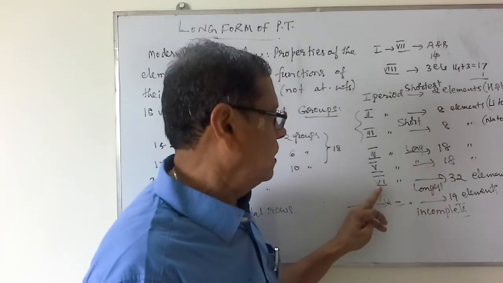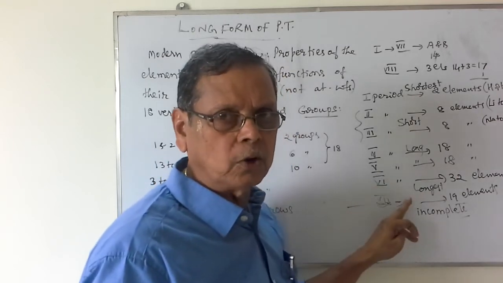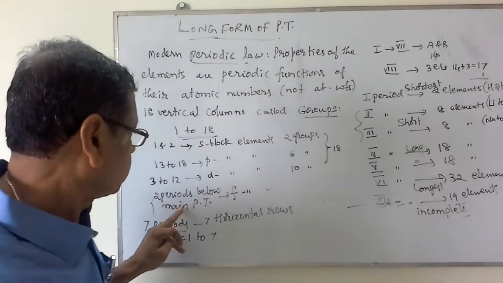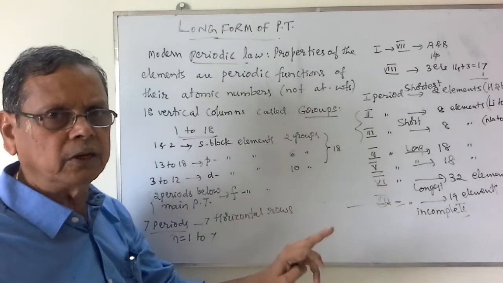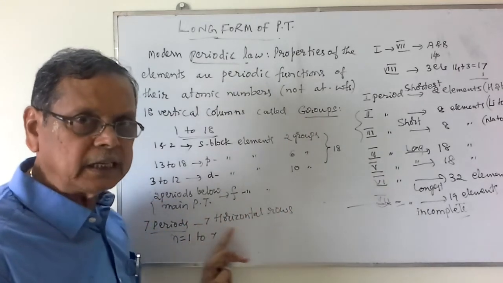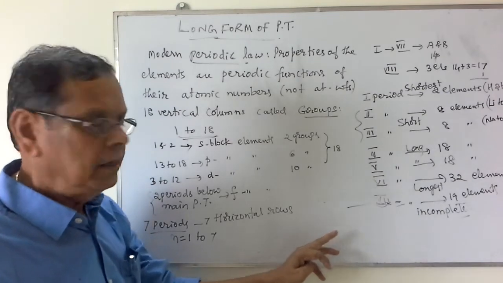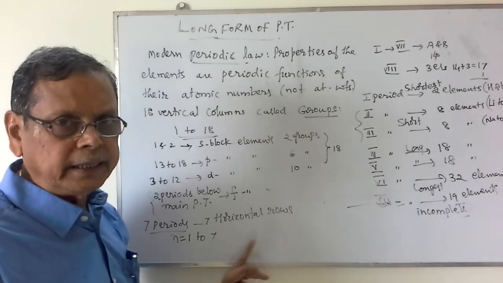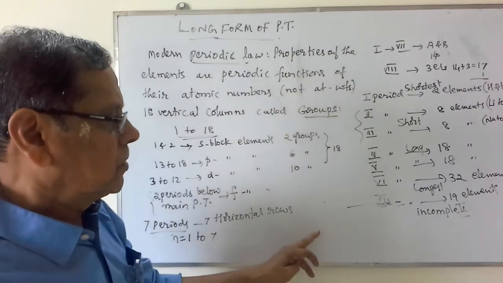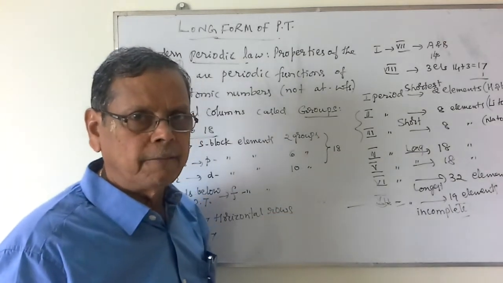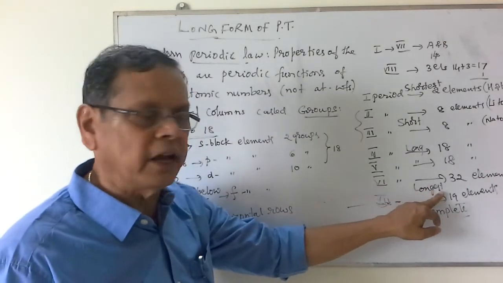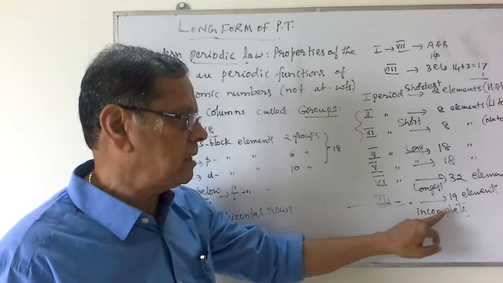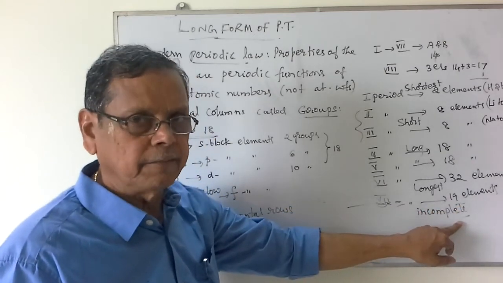When the sixth period starts, in the third group, we have 14 elements belonging to the F block. They are to be shown in the same third group, but actually they are shown in a separate position below the main periodic table. Similarly, the 7th period also has 14 elements belonging to the F block. They are called the lanthanide series and actinide series. The 6th period containing 14 F block elements is called the lanthanide series. Then the 7th period elements are called the actinide series.